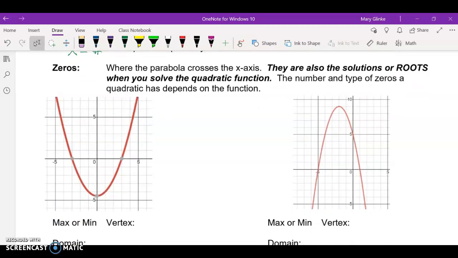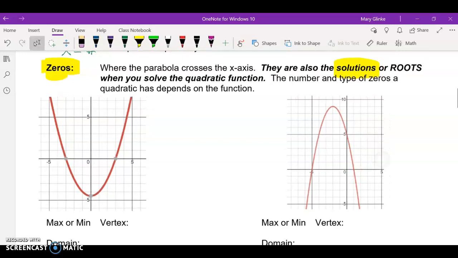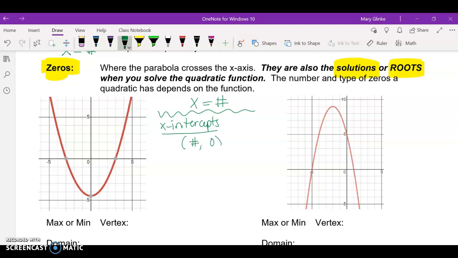Your zeros are known as many different things. So you need to know the term zeros. You also need to know that they are called the solutions or roots. So all of those are saying the same thing. So zeros, solutions, or roots are written as x equals some number. So it's kind of like you solved an equation and you got an answer. They are going to be the same thing as the x-intercepts. So the x-intercepts are the zeros, the solutions, or roots. The only difference is if I ask for the x-intercept, you're going to write it as a point, some number comma 0. Whereas if I asked you for a root or a zero, you would write it as x equals some number.